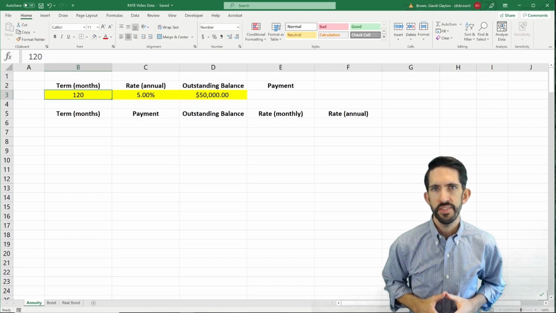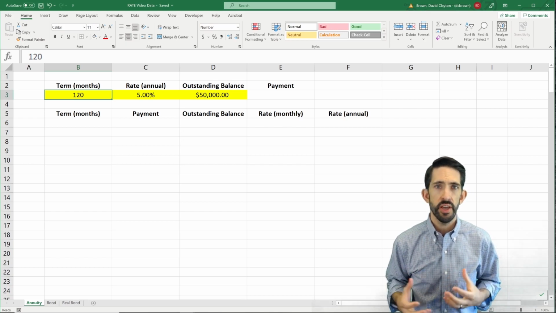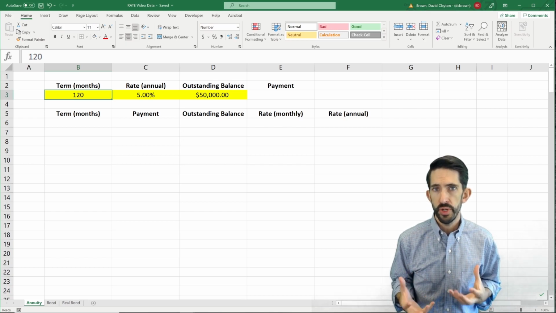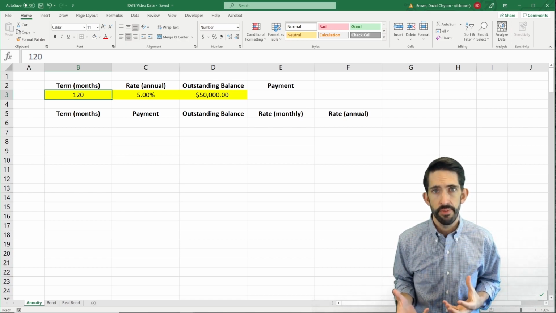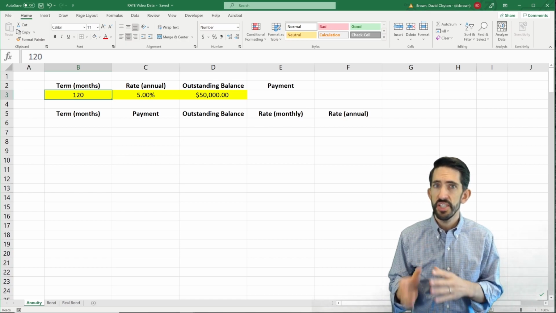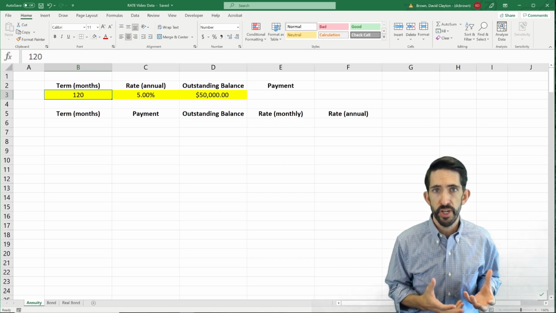Hello. In this video, we're going to be going over the rate function. The rate function is used to calculate the interest rate for an annuity based on the term, the payment, and the outstanding balance. Before we get there, though, let's just see how this relates to the payment function that we know from our earlier exercises.